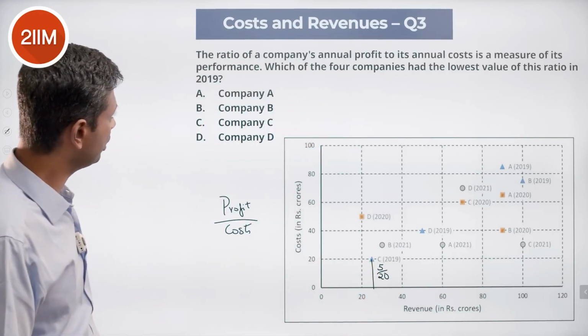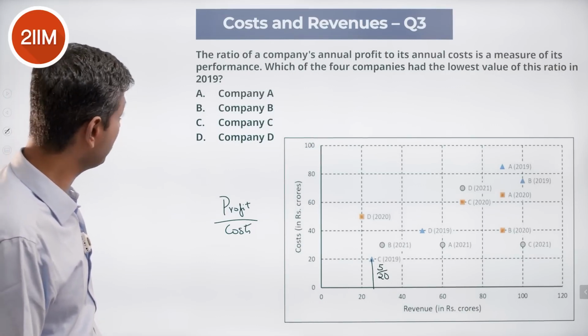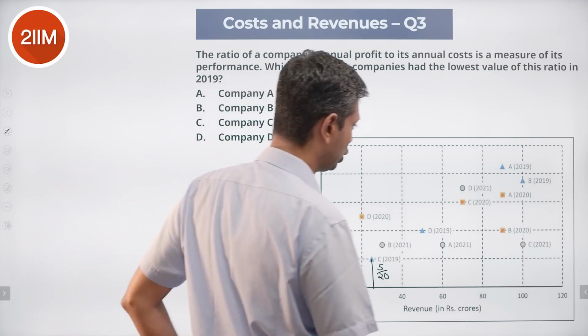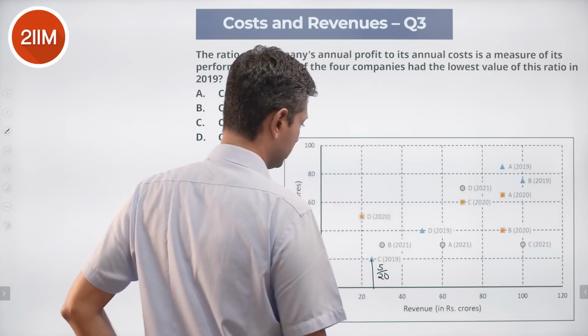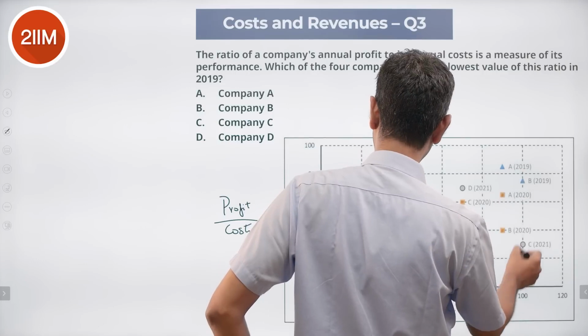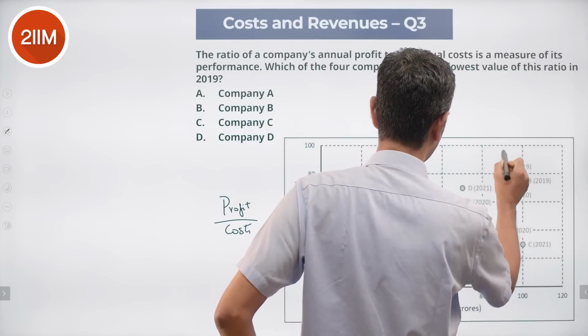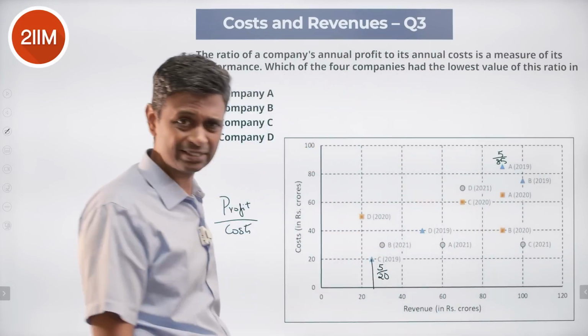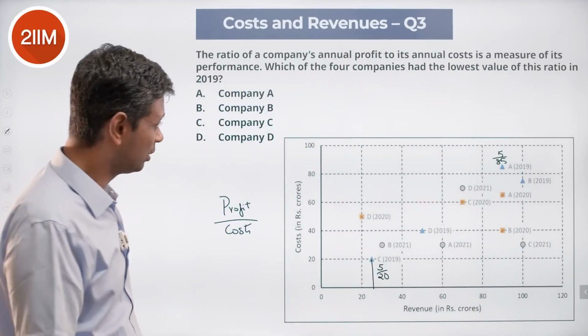Nice. Which of the companies had the lowest ratio? C is 5 by 20. Profit by cost. A in 2019. A has 90 minus 85, 5. 5 by 85. I think that's going to be the answer. 5 by 85 is very small.